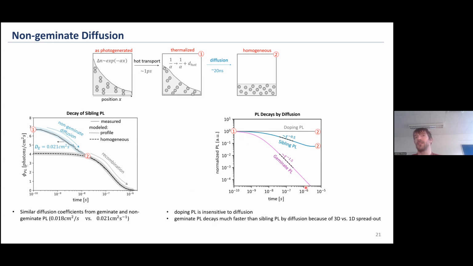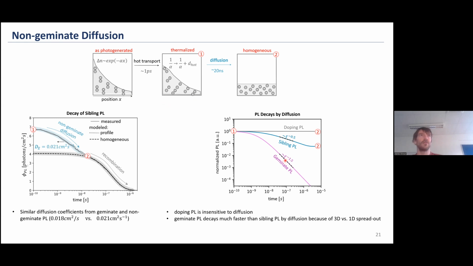The difference between the sibling PL and the geminate PL is a factor of 3 in the exponent. That comes from the fact that in this non-geminate frame, the diffusion is only in one dimension, because laterally you have homogeneous excitation, whereas the geminate carriers split into all 3 dimensions. That's why this decay is much faster.